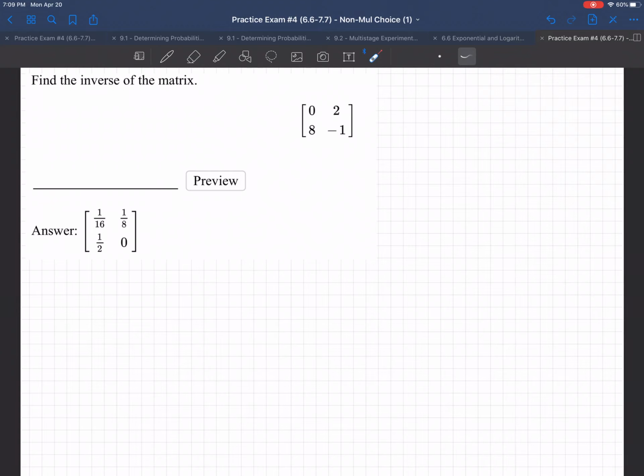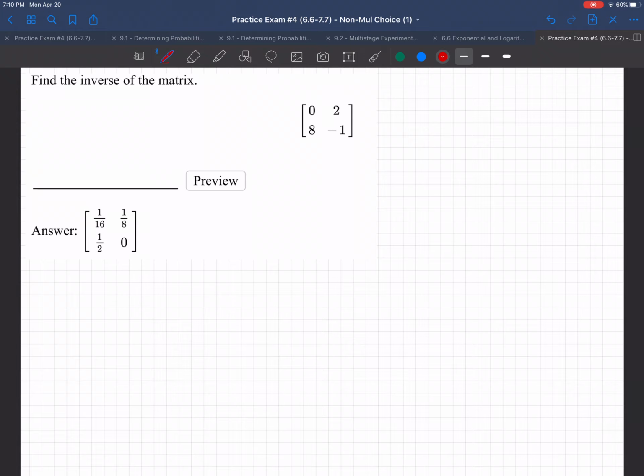Okay, so we're supposed to find the inverse of the matrix. So it means this matrix. How do we find the inverse of a matrix? Well, I'm going to show you by hand, and then I'm also going to show you on a Desmos website, and then there's also going to be another video attached to this one that shows you how on a TI graphing calculator. So several methods here.